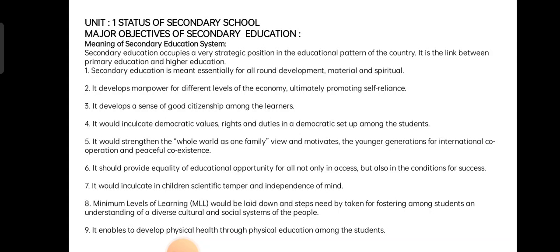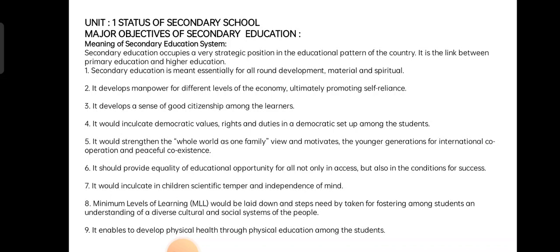Secondary education is meant essentially for all round development. First of all, they develop all round development. First point. Second point, it develops manpower for different levels of economy, ultimately promoting self reliance. So the first one is all round development, the second is levels of economy, that is self reliance, and it develops a sense of good citizenship. The third one is good citizenship. The discipline, leadership quality, patriotism. So you think about all these things, and then write.